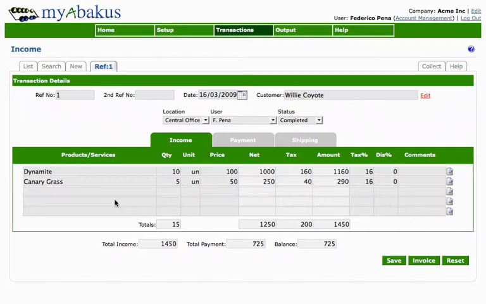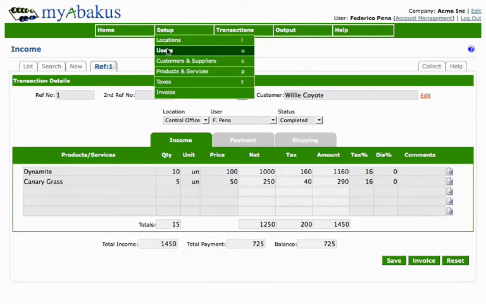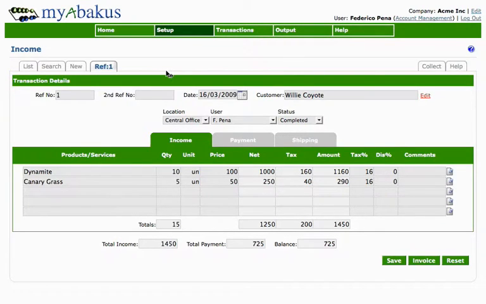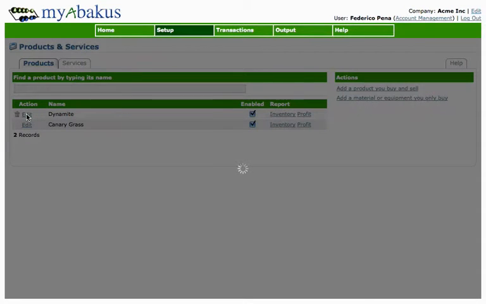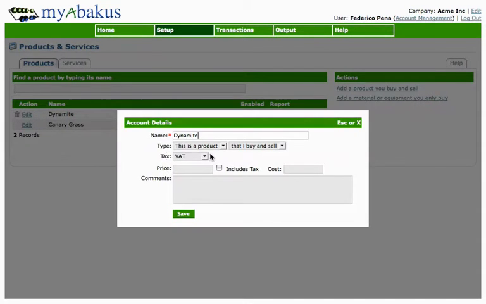As you may remember, the accounts for these products were created simultaneously with the first transaction, and in the same page. Let's go back to Products and Services to review these accounts in more detail. We click Edit next to Dynamite and see how the account type is a product I buy and sell. This combination indicates to my abacus that the inventory of dynamite must be controlled. This would not be necessary, for example, for a service type account.